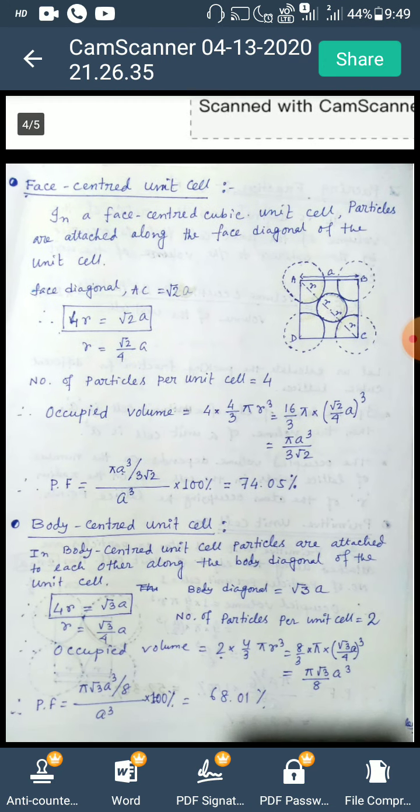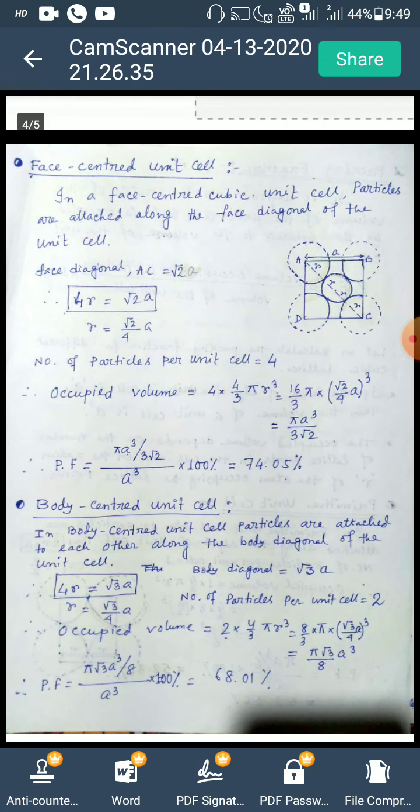Now, face-centered unit cell. You have to remember that in a face-centered cubic unit cell, the atoms, or particles, are attached to each other along the face diagonal, as shown in the figure. In the figure, it is clear that in a face-centered unit cell, the particles or atoms are attached to each other along the face diagonal.